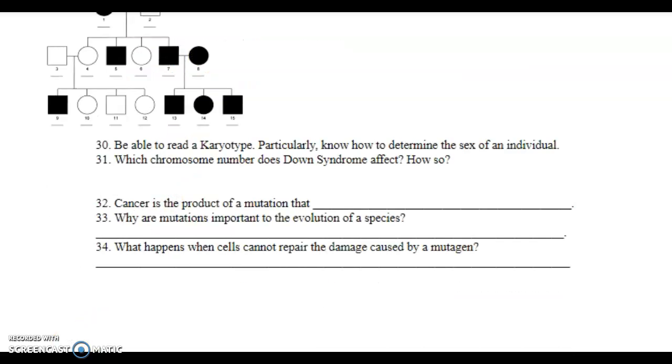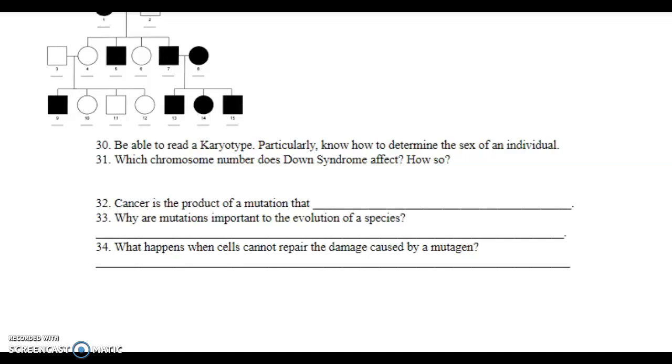Number 30 says be able to read a karyotype, particularly know how to determine the sex of an individual. And remember, karyotypes are the pictures of the chromosomes. They're lined up by size from bigger to smaller. Chromosome number 1, there's a pair of those, one from Mom, one from Dad. So chromosome number 1 would be the largest. When we get down to the 22nd pair, those would be the smallest. The smaller they are, the fewer genes we would expect them to have. So we would expect chromosome number 1 to have the most genes and chromosome number 22 to have the fewest.